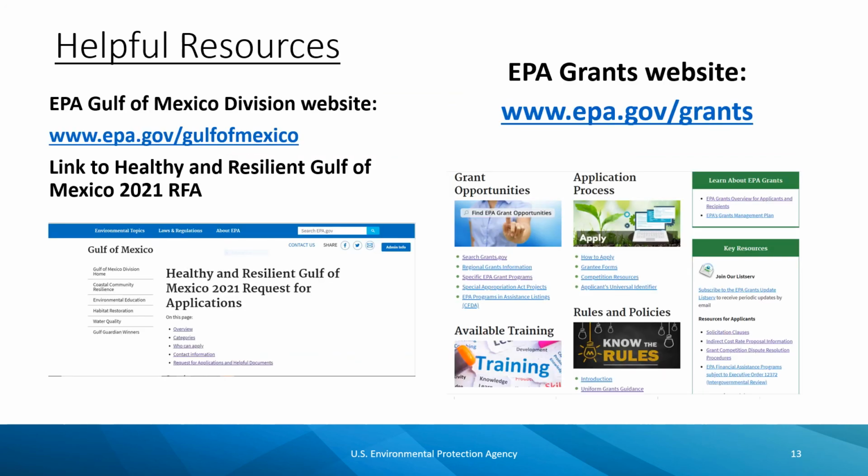On this slide, you will find helpful resources, which includes 2 links. The first is to GMD's website, which has a link to the Healthy and Resilient Gulf of Mexico 2021 RFA. That website again is www.epa.gov/gulfofmexico. Here you will find the RFA itself, a question and answer section, this video presentation, and the common errors to avoid document. The second link is www.epa.gov/grants, and that is a link to the grants webpage. That webpage provides additional resources for EPA grant applicants and recipients, including multiple trainings.